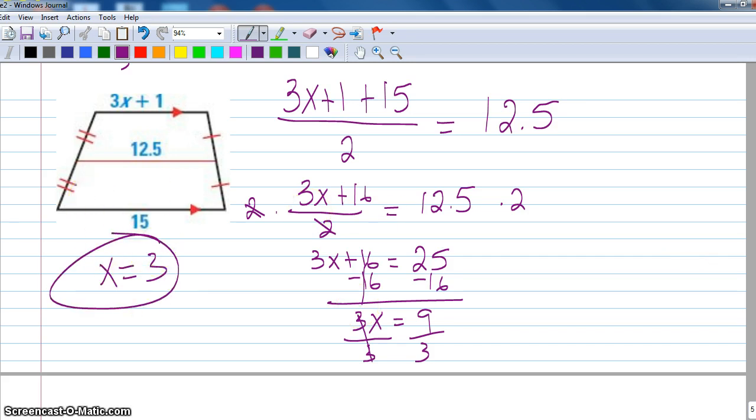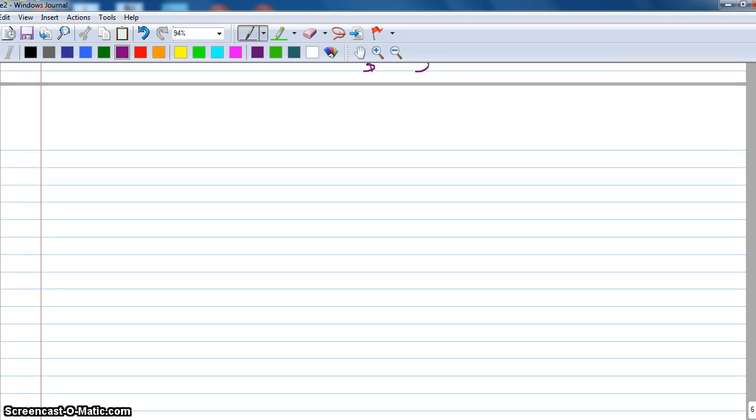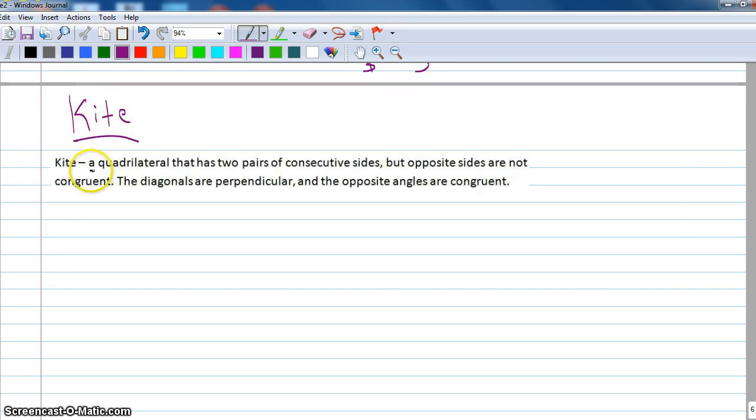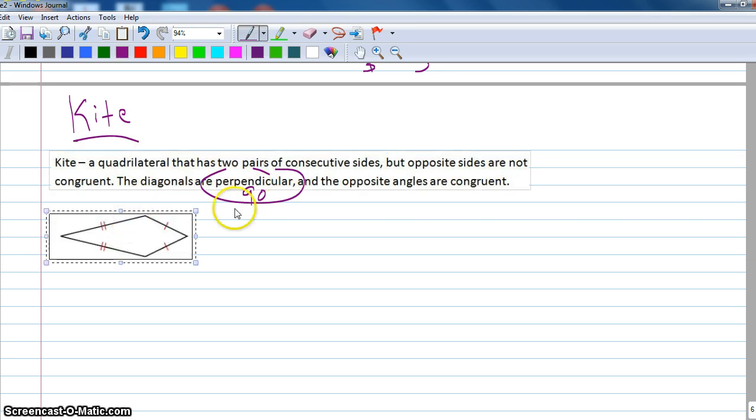Now, we can finally get to the kite now. A kite, and here is the proper definition for a kite. A kite is a quadrilateral that has two pairs of consecutive sides, but opposite sides are not congruent. The diagonals are perpendicular, makes 90, and the opposite angles are congruent. And I know you're thinking like, what the heck did you just read? It's a pain in the butt to explain something super simple. That's a kite right there.